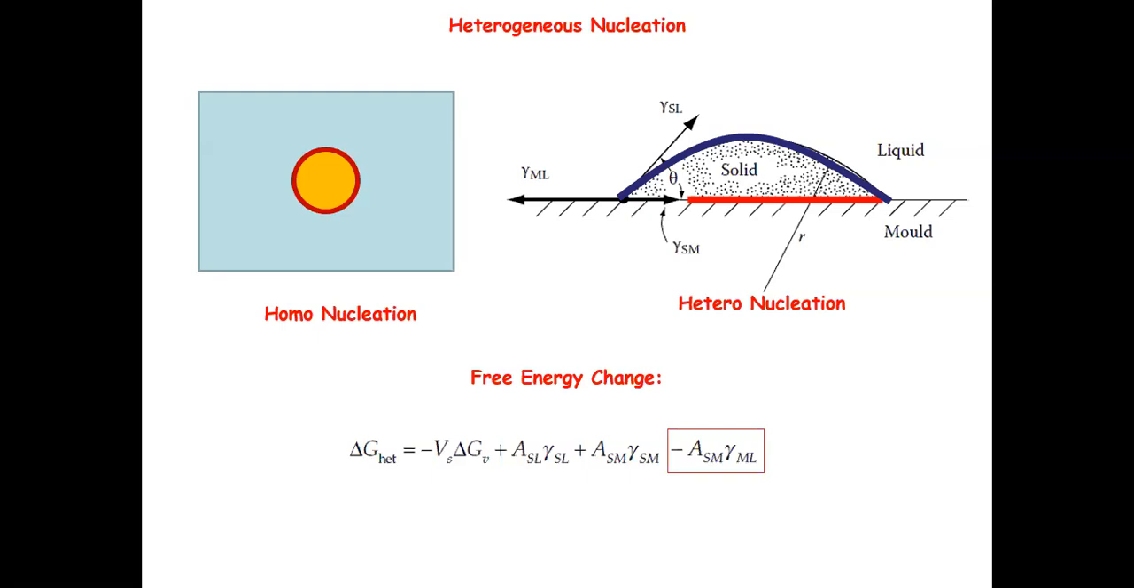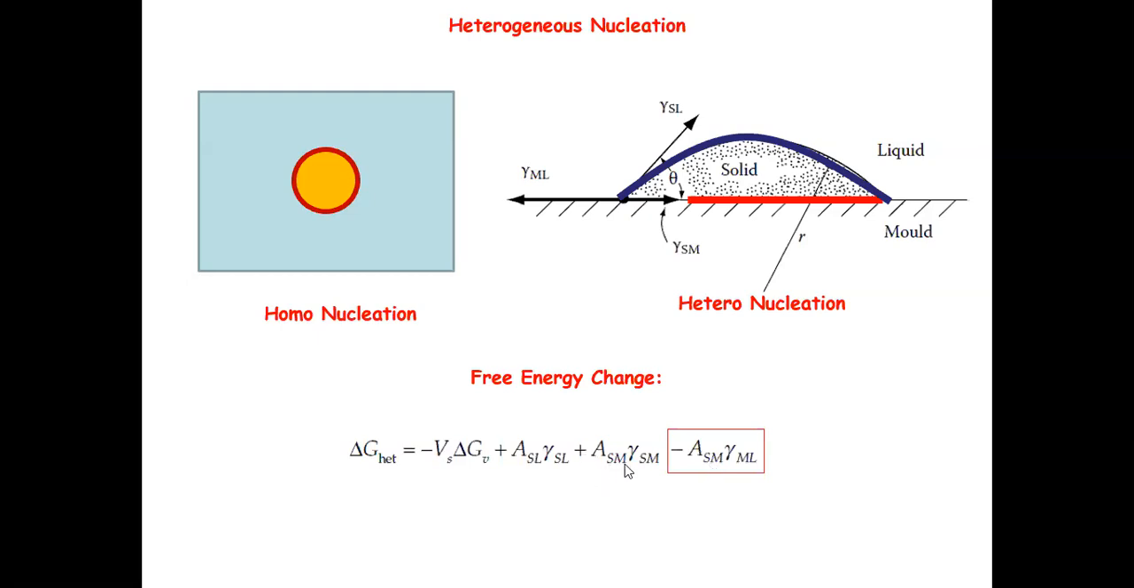This is another difference between heterogeneous nucleation and homogeneous nucleation. You have more interfaces, and you have to consider different types of interfaces in the nucleus. But also, when you compare the free energy of the current system and the original system, you have to consider that originally you already had some interface, and this interface has been replaced.